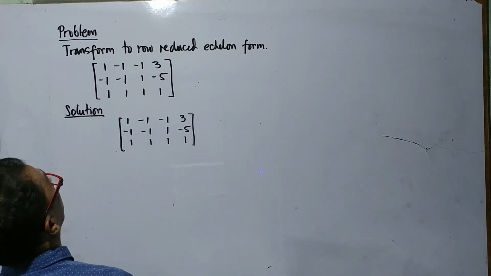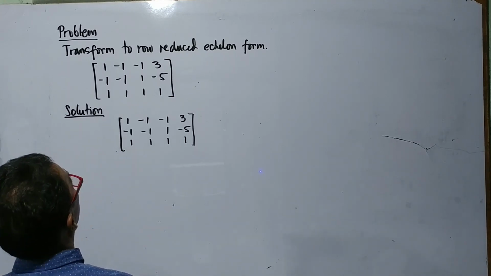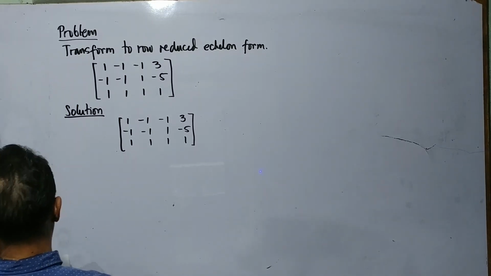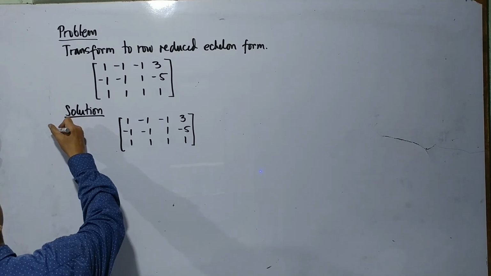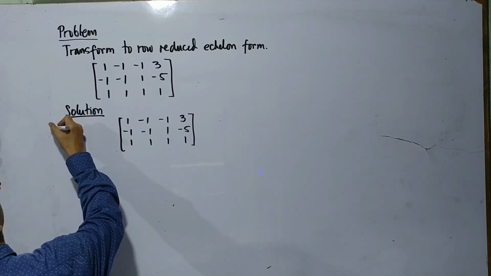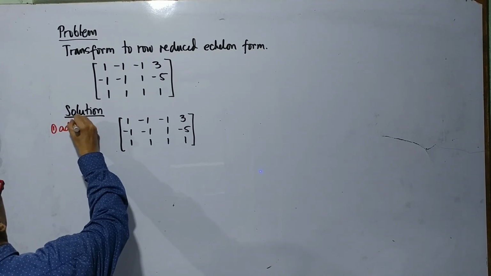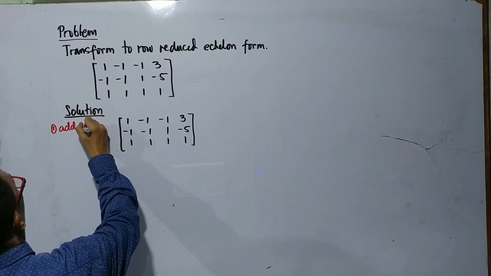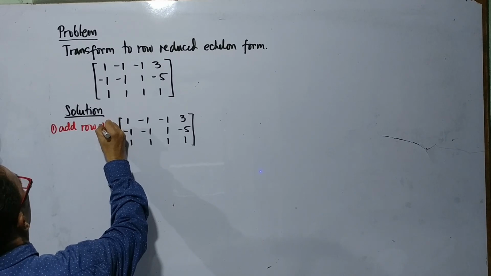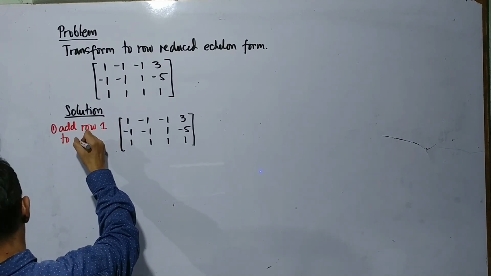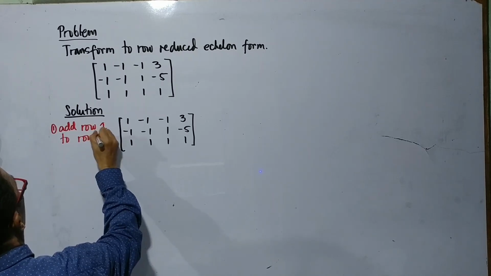What will you do here? Now, apply the properties. First, add row 1 to row 2.